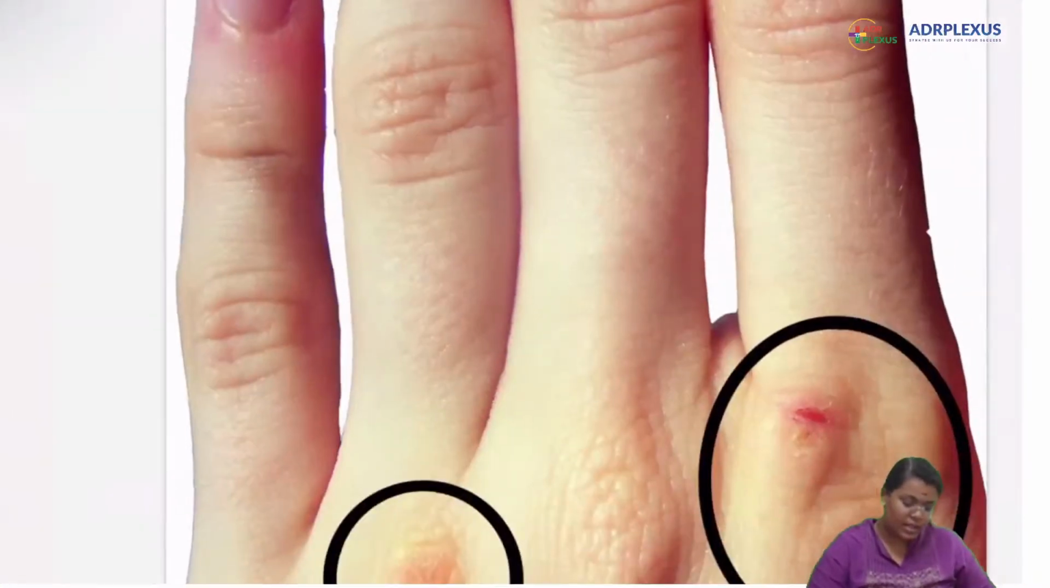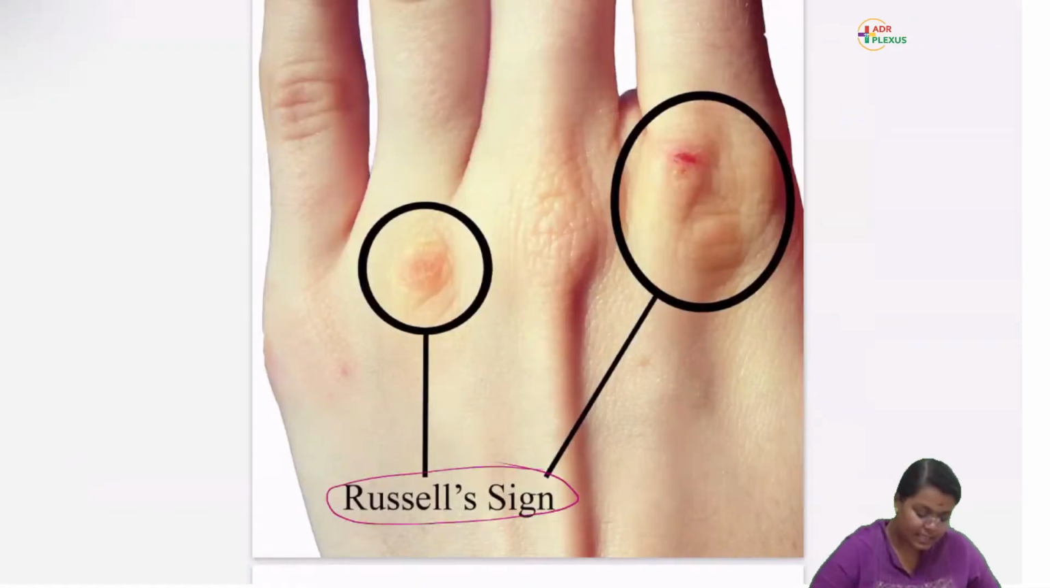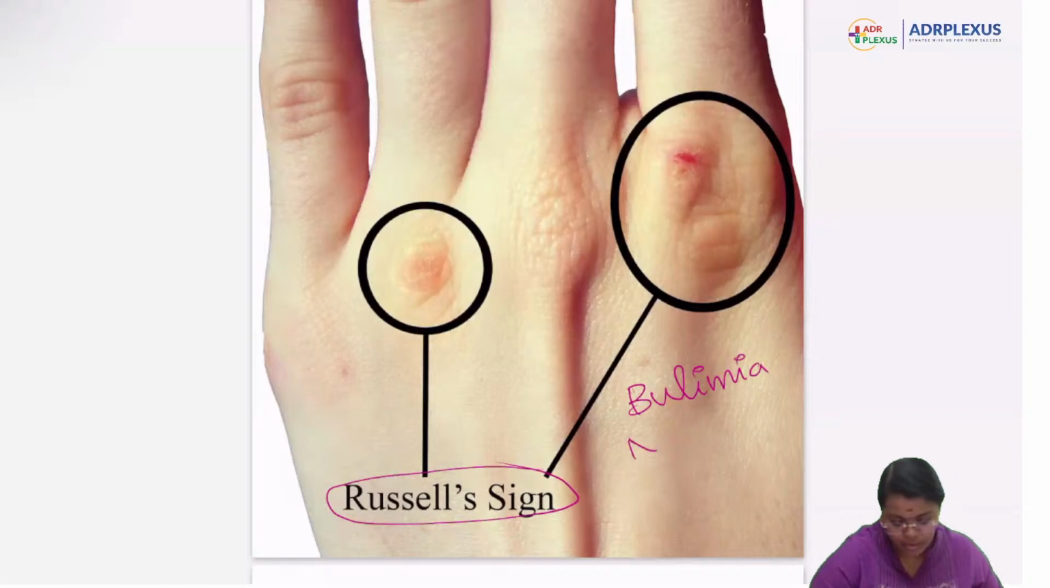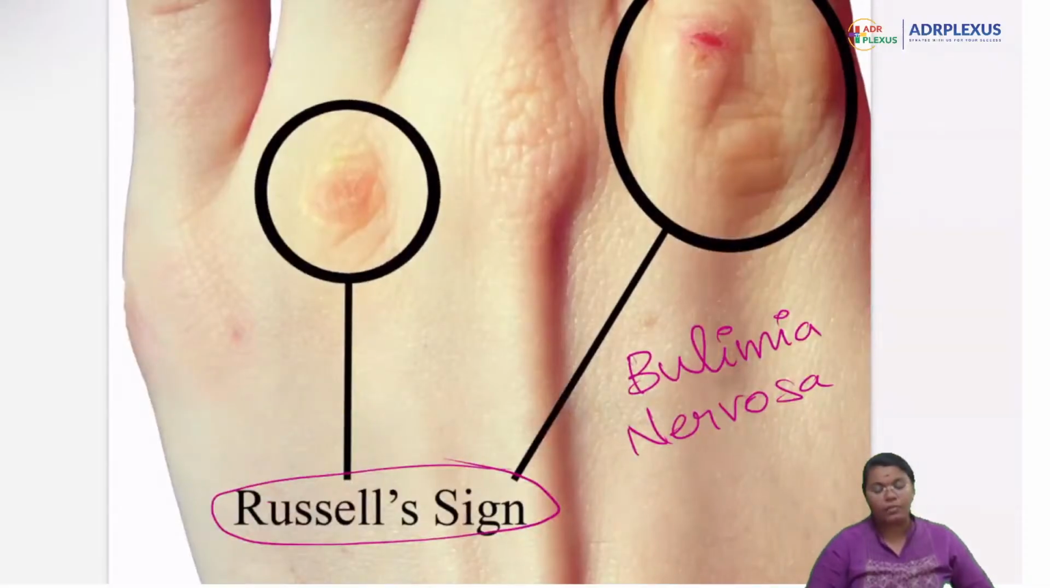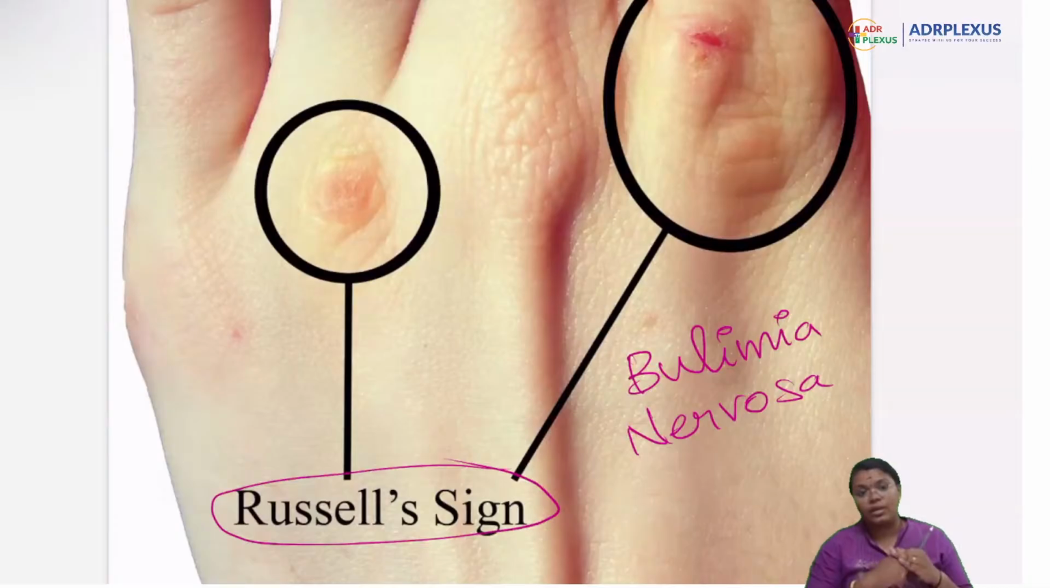Now this again is a possible question. This is Russell sign seen in bulimia nervosa. Bulimia nervosa is an eating disorder where the patient induces a lot of vomiting. When the patient induces vomiting, they use their fingers to stimulate the posterior pharyngeal wall. When they do this multiple times, their knuckles get eroded, and that is called the Russell sign.